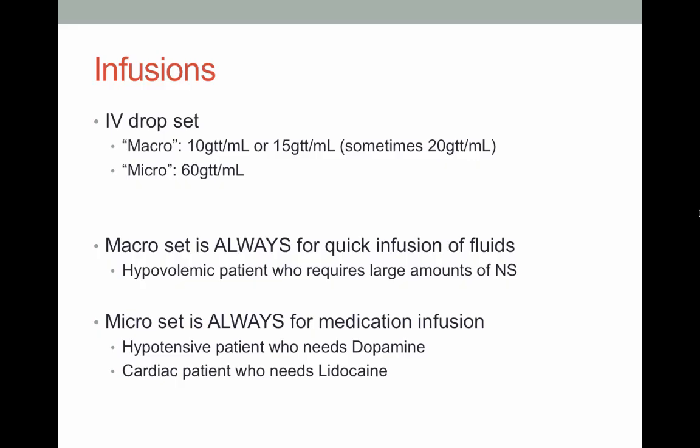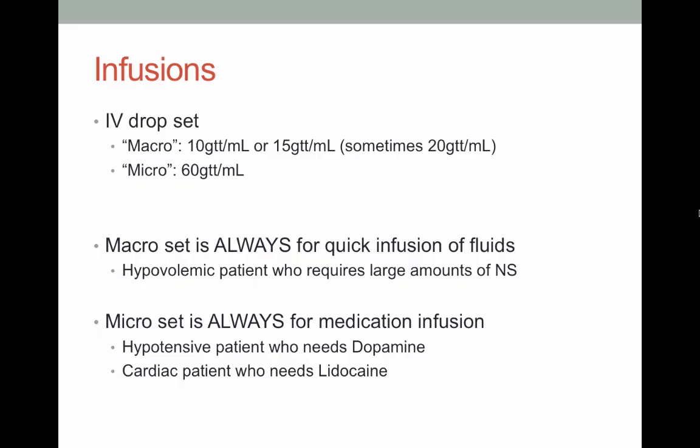With the macro sets, we can infuse large amounts of fluid over a short period of time. So we really use these for hypovolemic patients. They need large amounts of, say, normal saline, some sort of fluid bolus or fluid challenge. The micro sets come in really handy for medication infusions, like dopamine, lidocaine, and diltiazem. The micro set allows us to titrate very finely. Since there are 60 drops for each milliliter given, we can really play around with the amount of medication that we're giving and have very fine control over it.